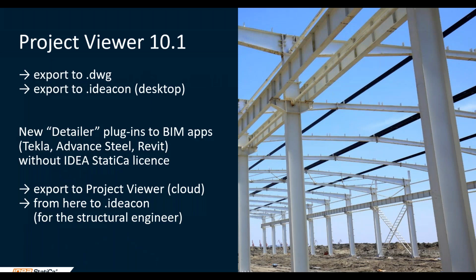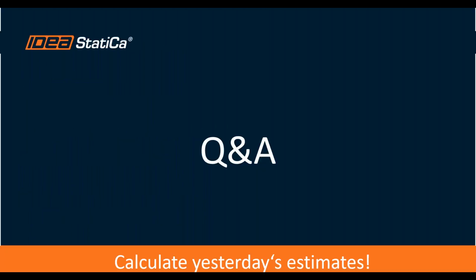So let's repeat this workflow. This Project Viewer, as you already know, enables the export into the DWG file and also into the IDEA Statica project file that you may know from previous versions. But what is new in version 10.1 is that we have these plugins for Tekla Structures, Advanced Steel, and Revit. These plugins can export the modeled connections from these applications into the Project Viewer, which is running in the cloud, and then you can export the project and send it to your colleague, the structural engineer, for the design.